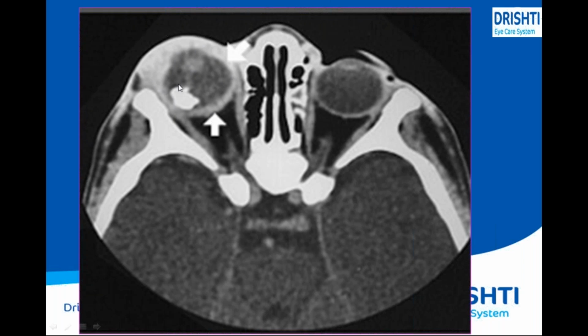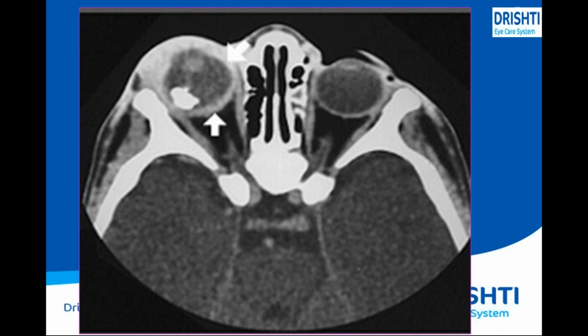So this is the small mass. The mass excision itself can help in this case. But if it is extended towards the orbit, towards the bone, and if it is spread all over there, then total enucleation has to be done. So in this way you can compare for the globe. The previous one was the bone, and this is for the globe. In the globe, if there is any mass, in this way you can see.